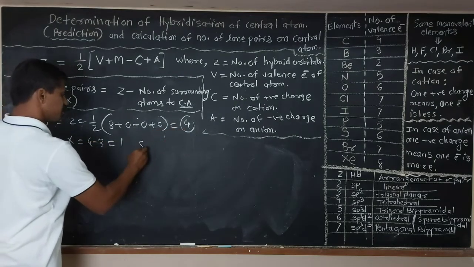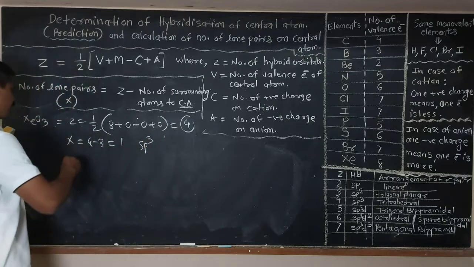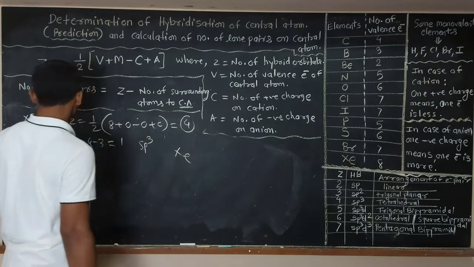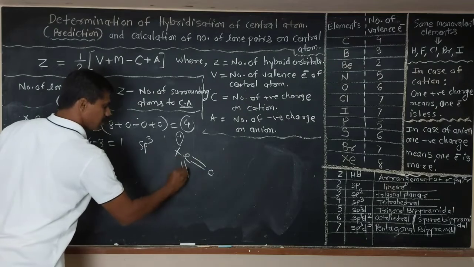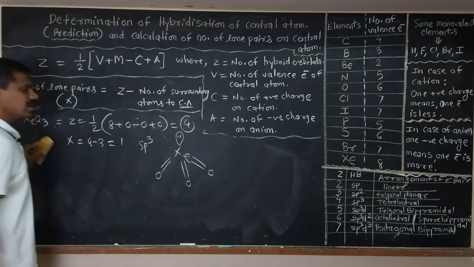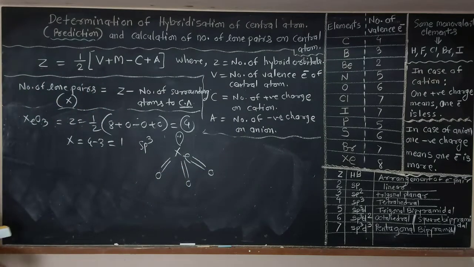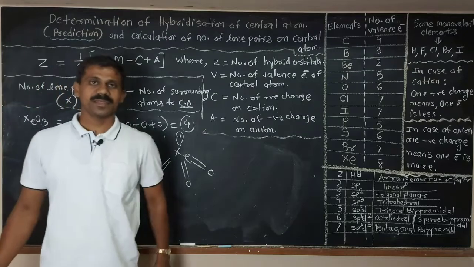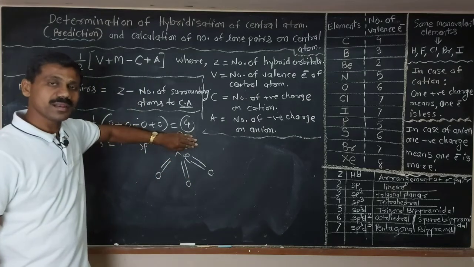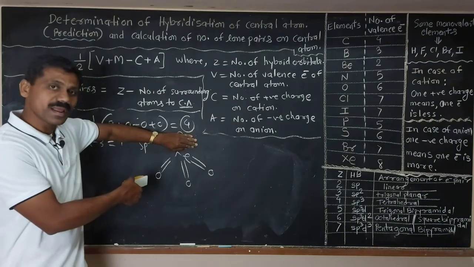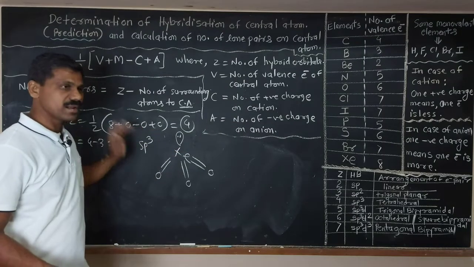4 means it is sp3. sp3 means xenon. Then one lone pair is there, oxygen, and again oxygen. Clear? Okay. What is the shape? Geometry is tetrahedral. Shape, trigonal pyramidal. Geometry, tetrahedral.